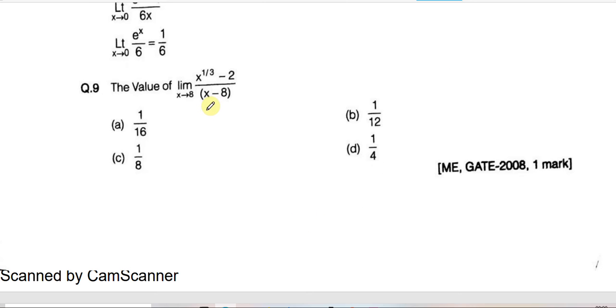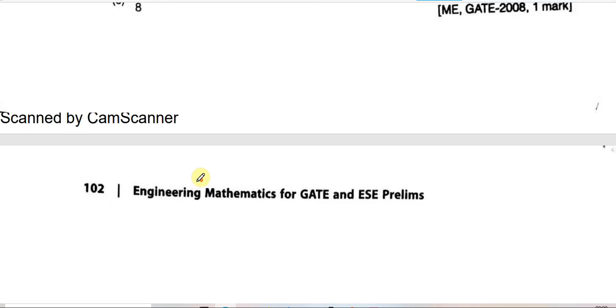Now the next problem is (x to the power 1 by 3 minus 2) upon (x minus 8). If we put x equal to 8, then it's also 0 by 0 form. So again we can apply L'Hopital's rule. It is very easy. (1 by 3) x to the power minus 2 by 3 upon 1. So x to the power minus 2 by 3. Now put x equal to 8, then it comes to 1 by 12. It's very easy.